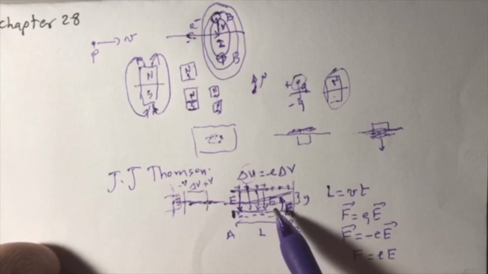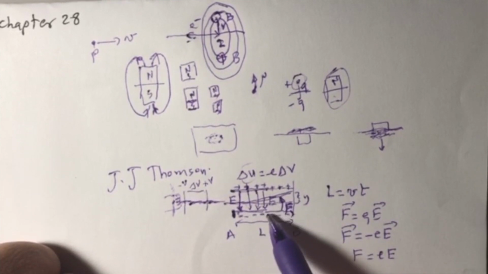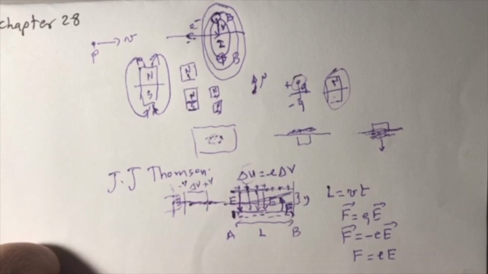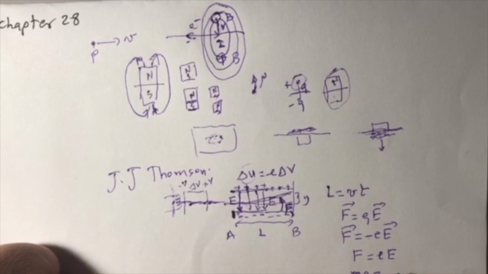Now, we can find the acceleration of the electron as it moves up from the negative to the positive. We apply Newton's law: F equals ma. Let me go up here.